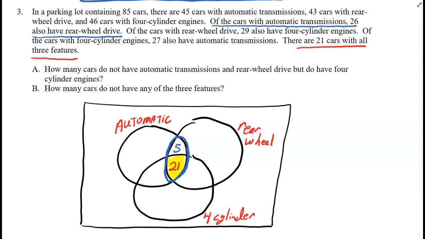26 take away 21. Then I need to figure out this number in the pink section. That's automatic and four-cylinder.